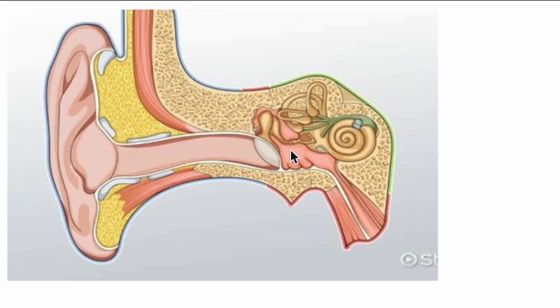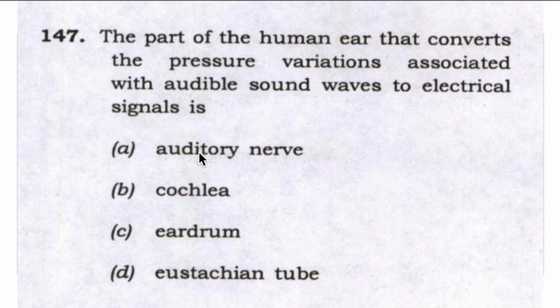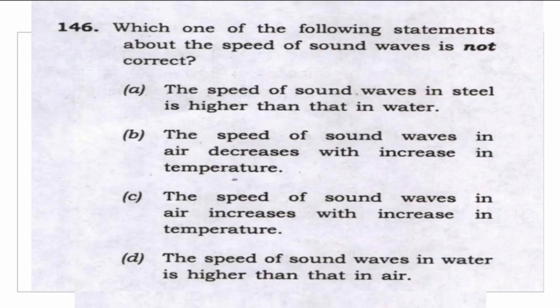So here you can see in this figure, this one is the cochlea. It converts pressure variations in air into electrical signals, and these signals travel to the brain through auditory nerves, and because of this we are able to hear. So this is called the cochlea. This part of the ear converts pressure variations associated with audible sound waves to electrical signals. Option B is the correct answer.